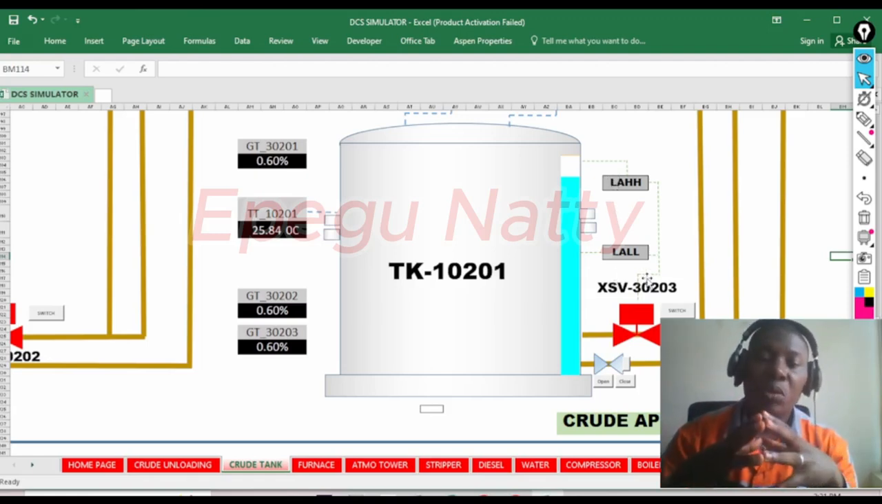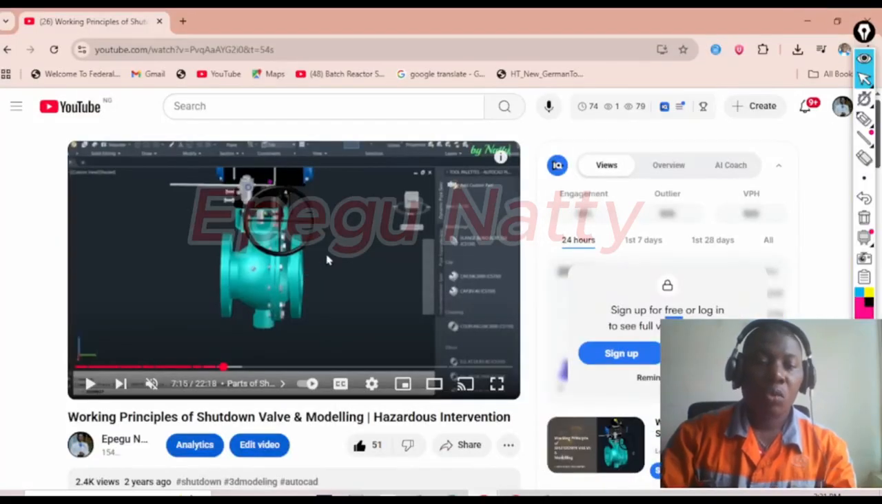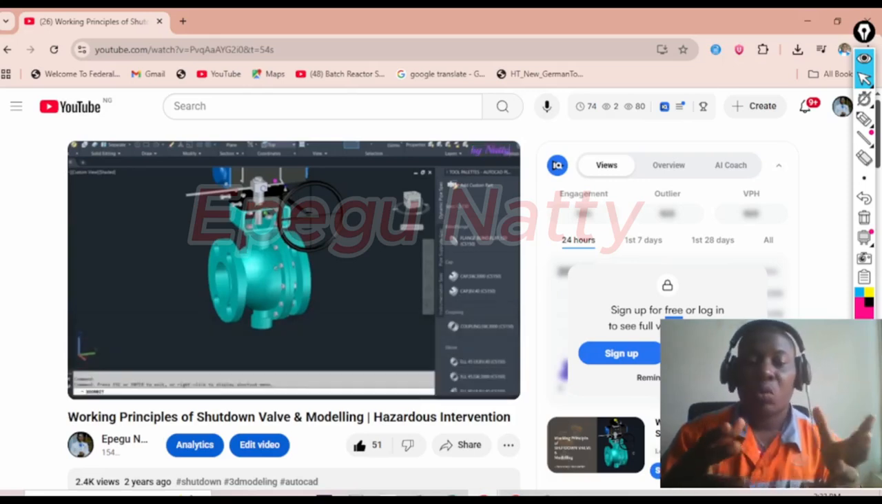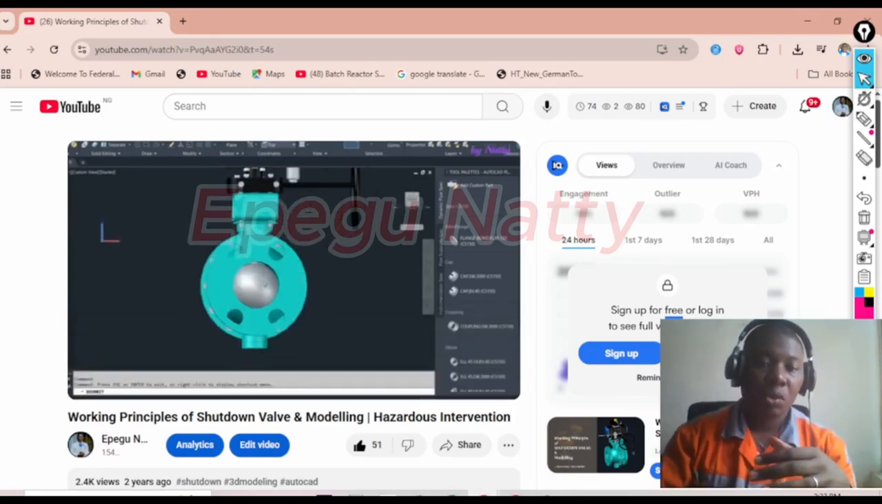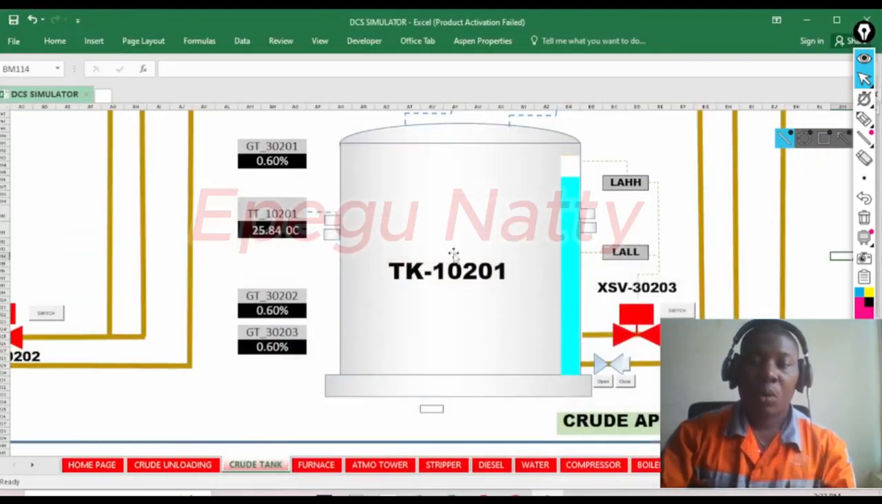So number one we're going to be looking at is our ESDs, emergency shutdown devices. If you want to know more about this, I created a video about it. If you go over to my channel, you'll see the working principles of shutdown valves. I used AutoCAD Plant 3D to do this modeling. You can watch this video and see the various parts of the ESD, and the working principle is also stated there, so you can do that quickly. So let's go back to our simulator.